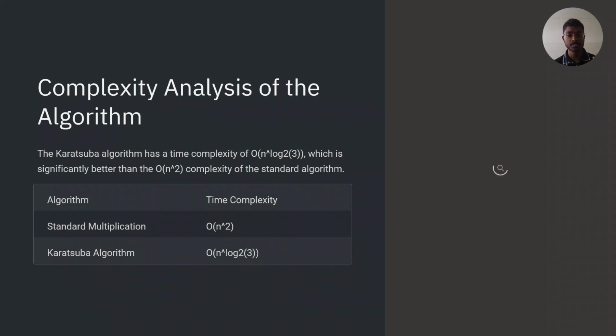The efficiency of the algorithm increases as the size of the input grows. Then we have the complexity analysis of the algorithm. The Karatsuba algorithm has a time complexity of O(n^log2(3)), which is significantly better than the O(n^2) complexity of the standard algorithm. The standard multiplication is O(n^2), while the Karatsuba algorithm is O(n^log2(3)).